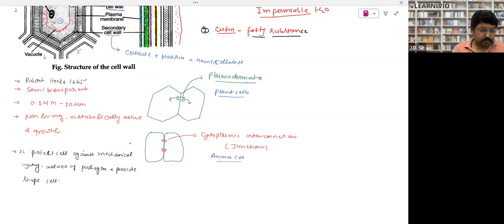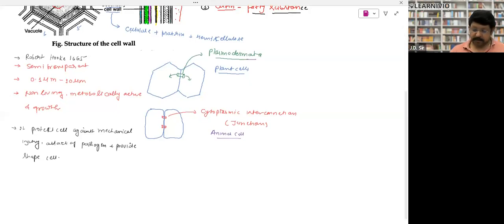One more thing, which is important: the cell wall composition, right? The cell wall is composed of matrix, microfibril, and other ingredients. Full stop.